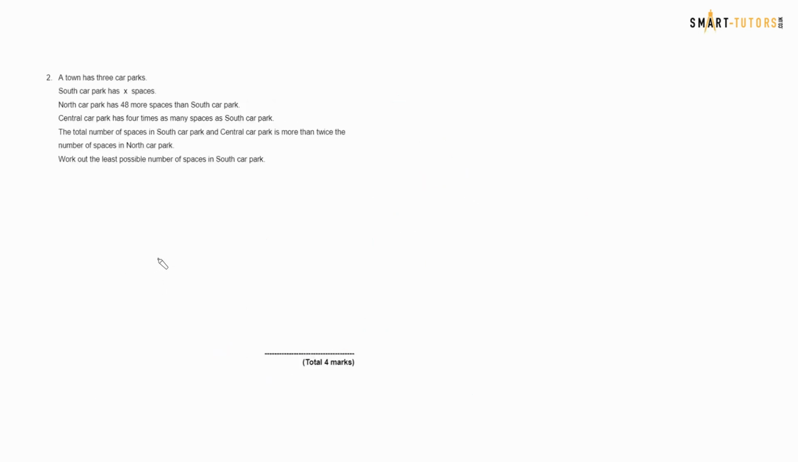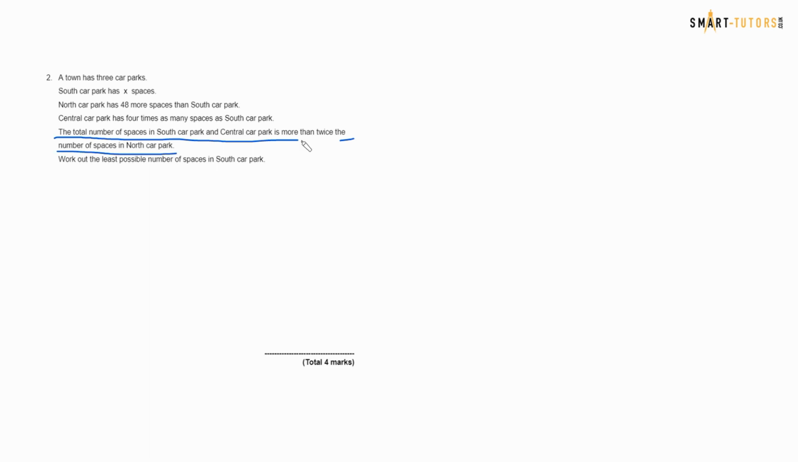Question number 2. A town has 3 car parks. South car park has x spaces. North car park has 48 more spaces than South car park. Central car park has 4 times as many spaces as South car park. The total number of spaces in South car park and Central car park is more than twice the number of spaces in North car park. So they have given the relation how the 3 car parks are related.